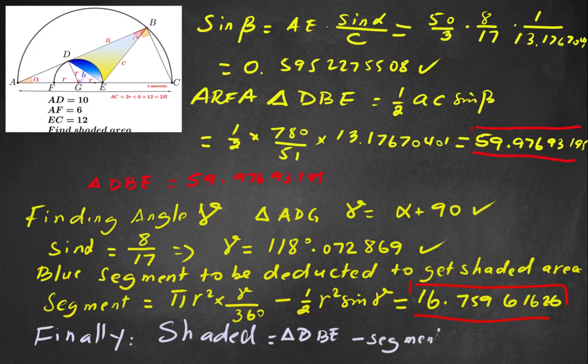And finally, we find the shaded area, which is valued at 43.2173156 units squared. It was a long one, but we had to use analytic geometry to tackle this problem, while if we used GeoGebra, I could have done it in just 3 to 4 minutes.